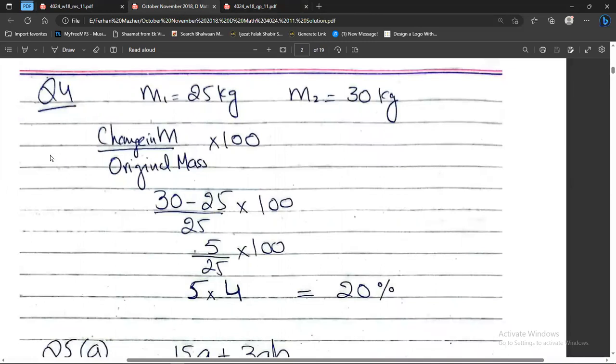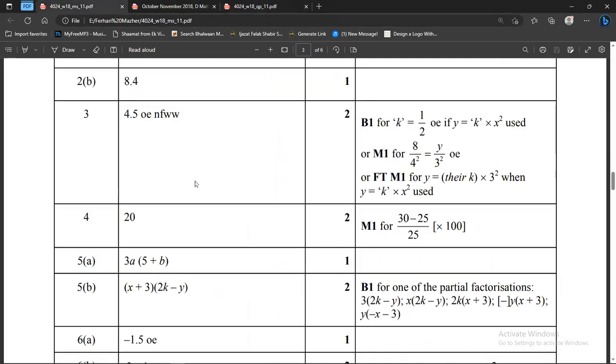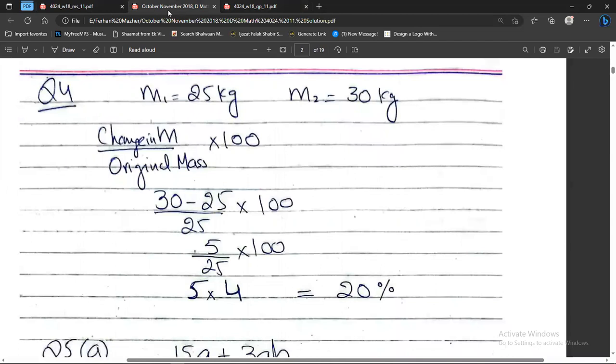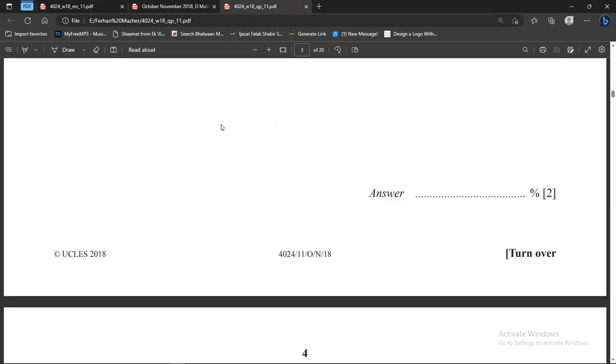So 30 minus 25, that's 5. 5 divided by 25 multiplied by 100. So 25 and 100 will be cancelled. So 5 into 4, and that is 20%. So the answer is 20%. This is the solution. Okay.